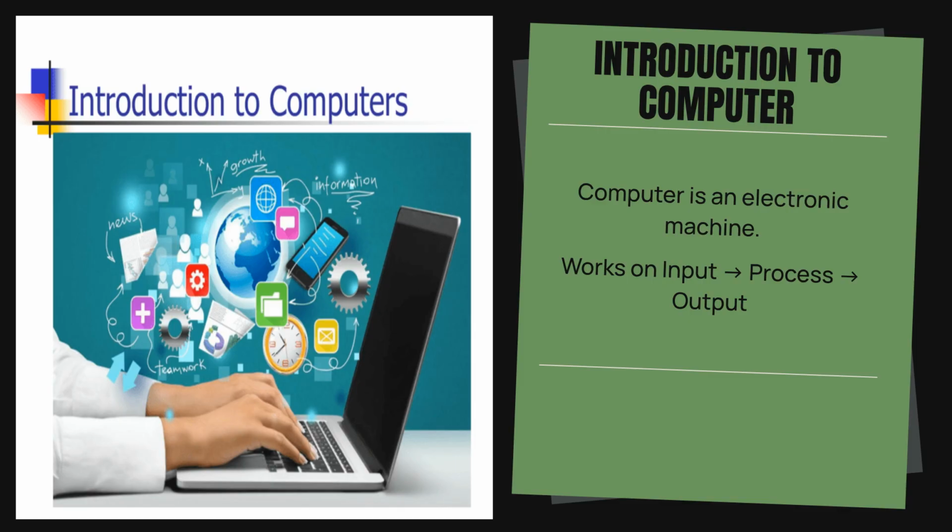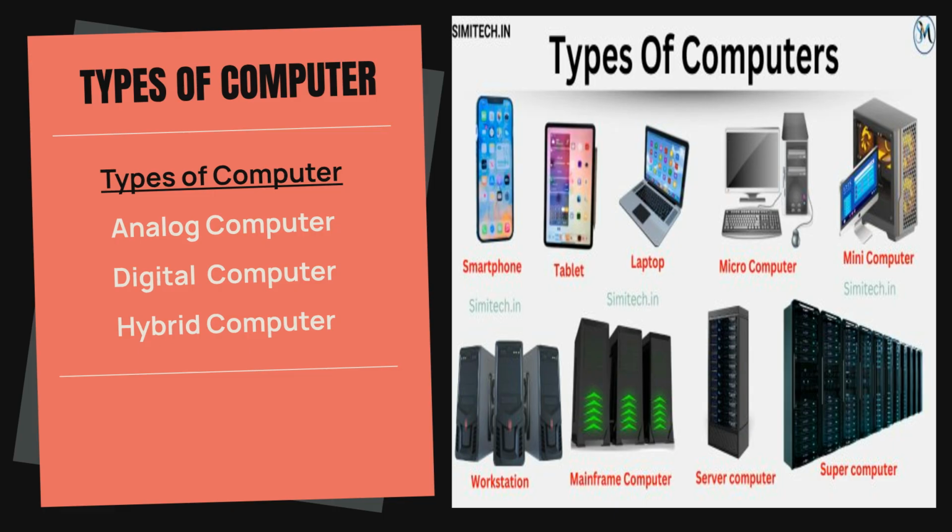A computer is an electronic machine that works on the input, process, and output cycle. Computers are broadly categorized into analog, digital, and hybrid types. Devices include smartphones, laptops, servers, and supercomputers.